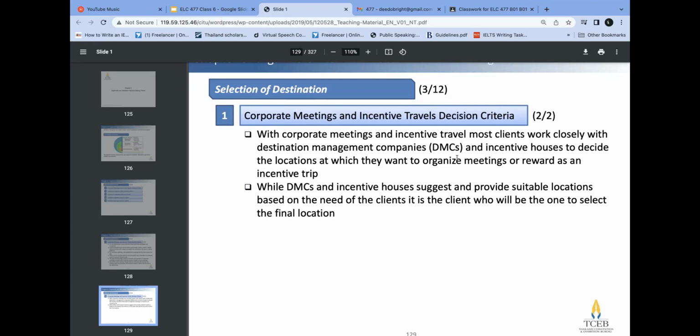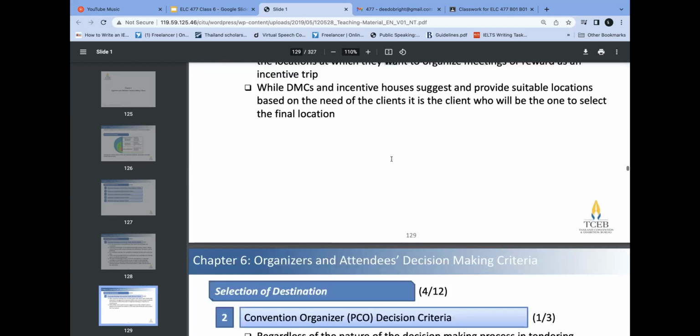So it means that in order to make sure it is easy to connect or cooperate with the specific place, make sure that the destination management company can provide some facilities. While the DMC and incentive houses suggest suitable locations based on the needs of the client, it is the client who selects the final location. So for this slide, we just talk about who we are directly connecting with. That's it. Moving to the second one.